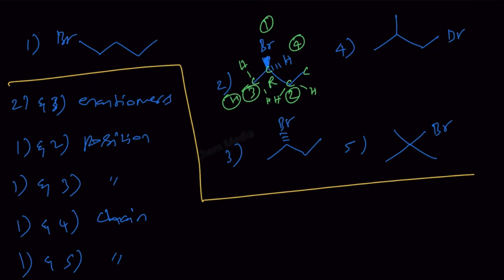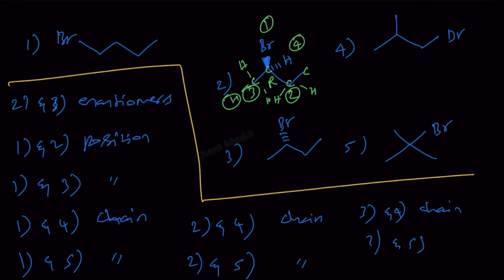Okay. How about 2 and 4? If we are comparing 2 and 4, then they will become chain isomers once again because the chain length itself is different. How about 2 and 5? 2 and 5 are also chain isomers. Parent chain length is different. How about 3 and 4? 3 and 4 are also chain isomers. 3 and 5 are also chain isomers.